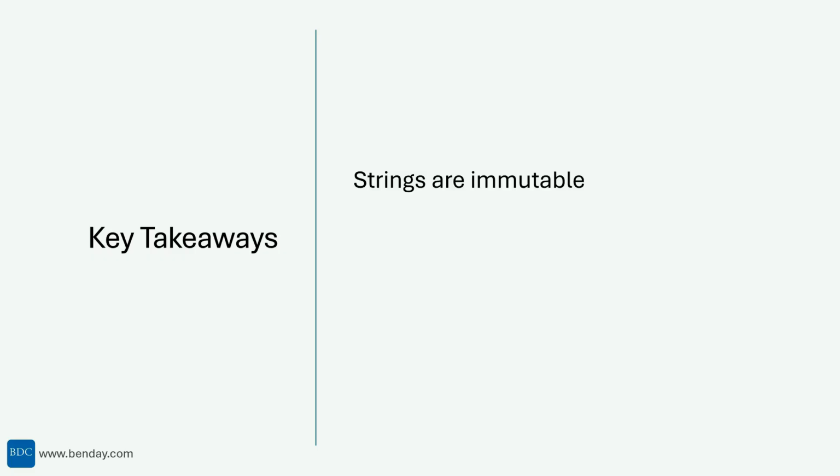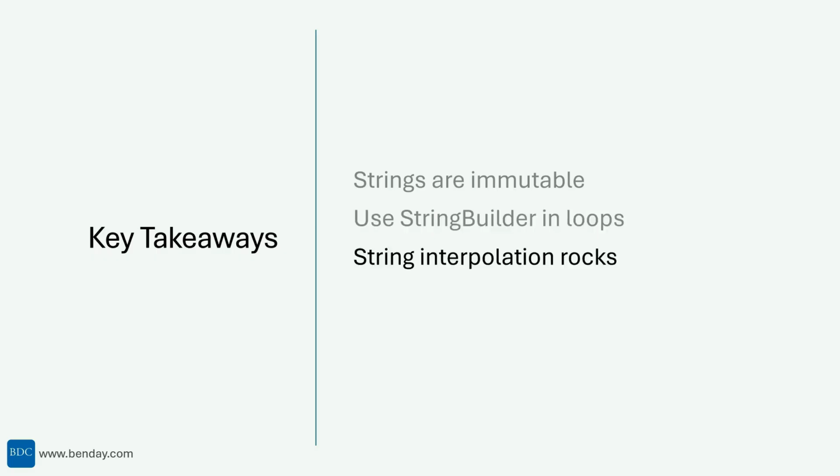Remember, strings never change. Every modification creates a new string object. When building strings in loops or from many parts, StringBuilder is your friend. The performance difference is dramatic. Modern string interpolation with $ is clean, readable, and usually fast enough. It's my go-to for most scenarios. Be conscious of string allocations in hot paths. Those temporary strings add up and can tank performance.